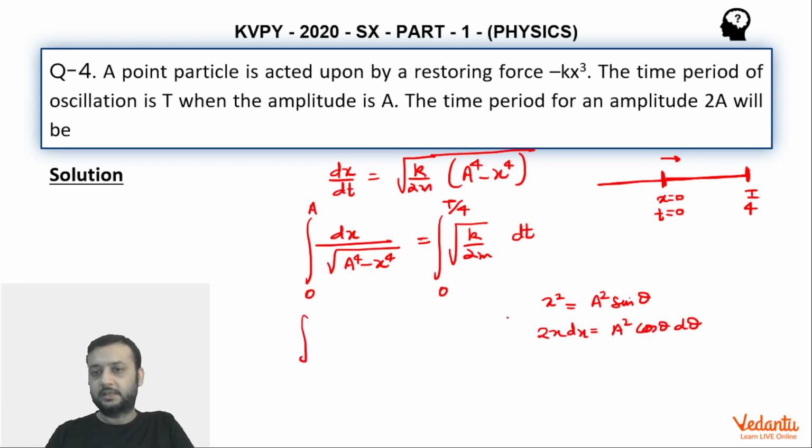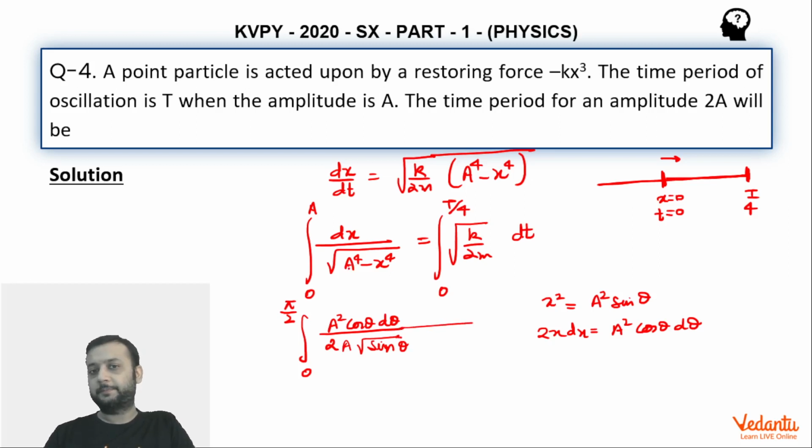Accordingly, the limits will change. So if x is 0, then theta will be 0. If x is equals to a, then a square will get cancelled and theta will be equals to pi by 2. Value of dx can be found out from this. So dx will be a square cos theta d theta upon 2x. X again can be written from this equation. X is a under root sine theta. Correct? And this thing is left.